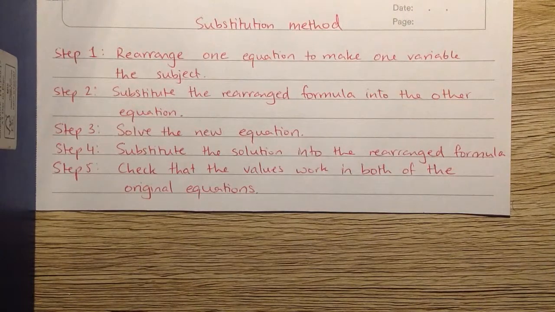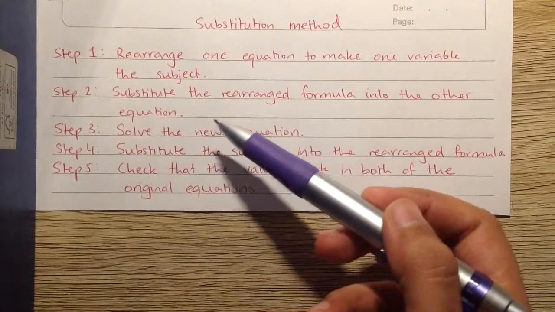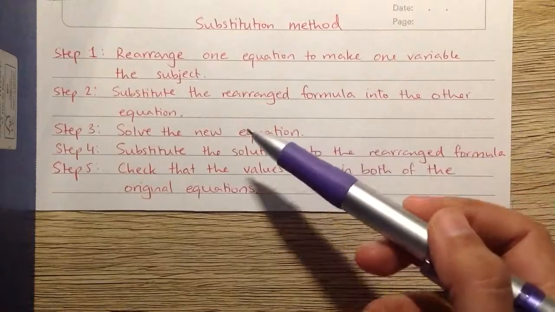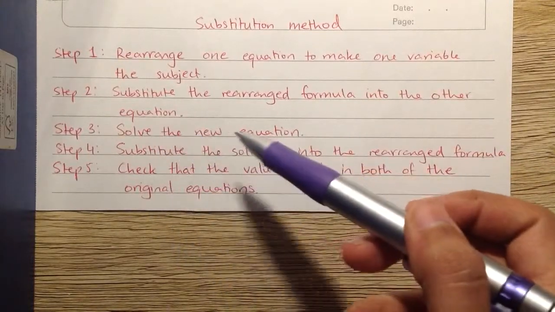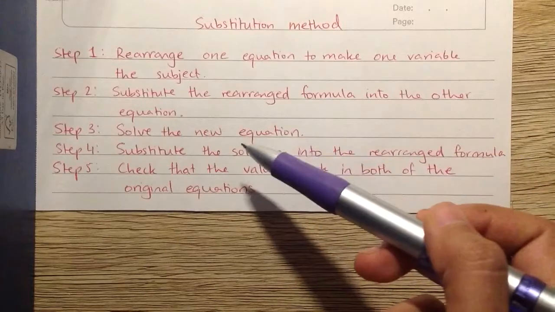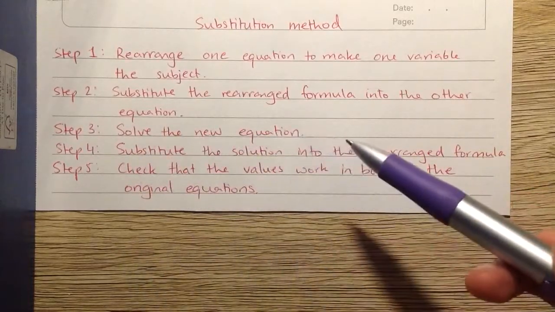Okay, so quick rundown of the steps in substitution method. So step 1 is rearrange one of the equations to make one variable the subject. Then step 2 is substitute this rearranged formula into the other equation. So then step 3, we can solve the new equation.